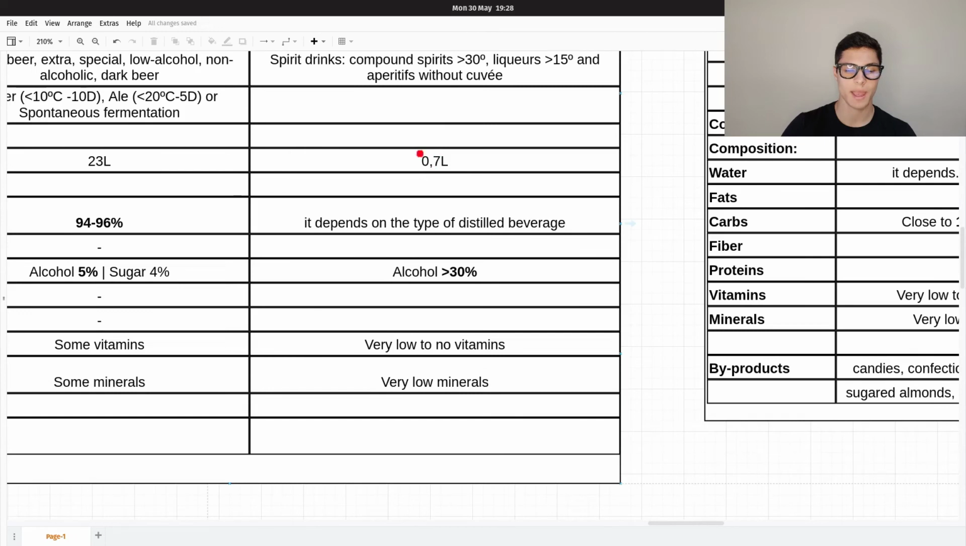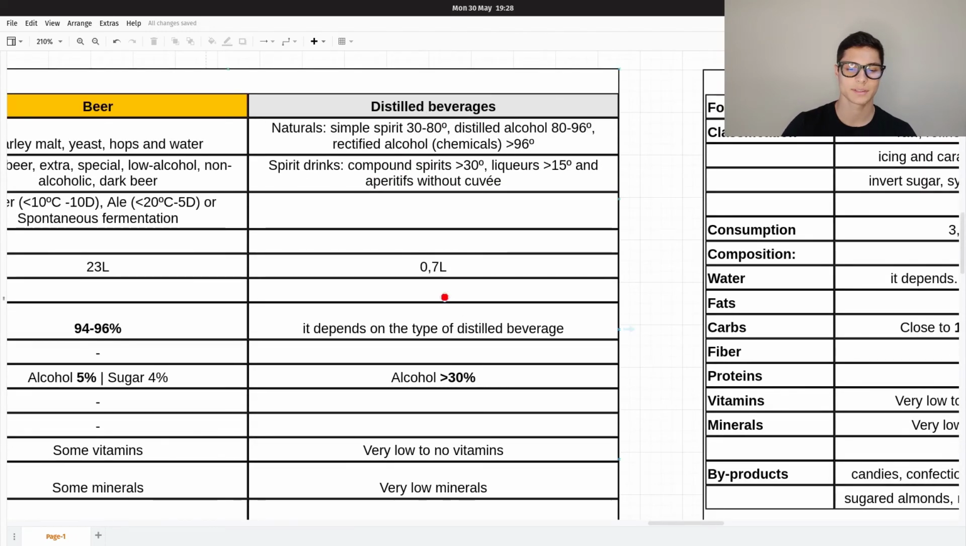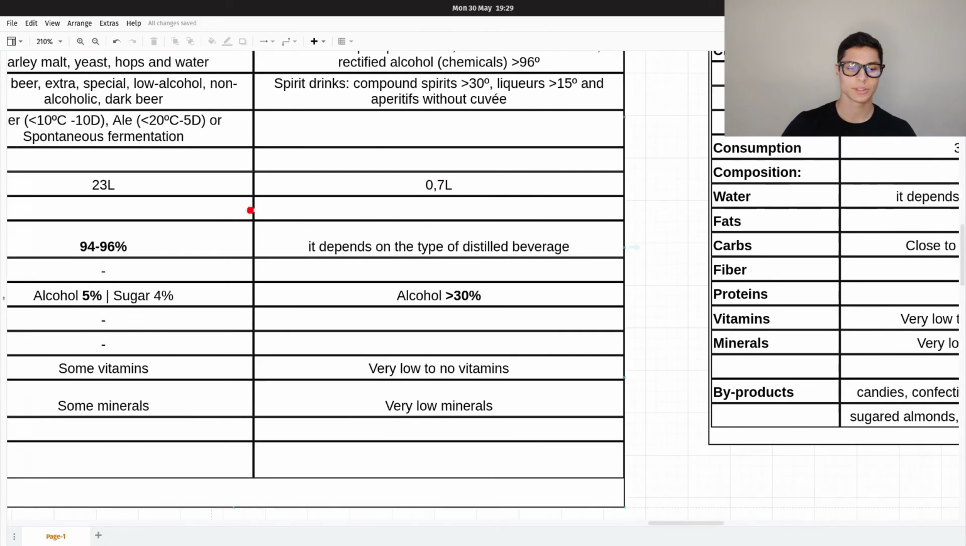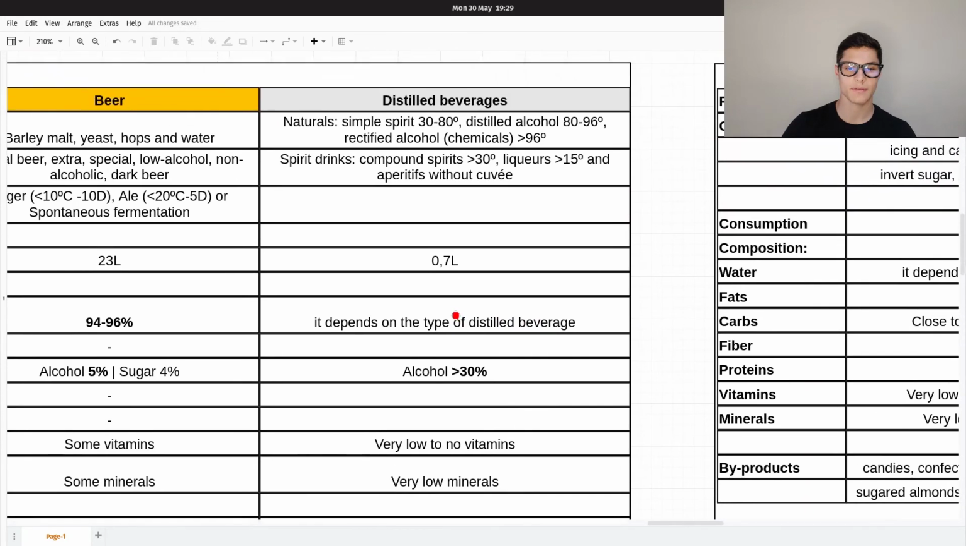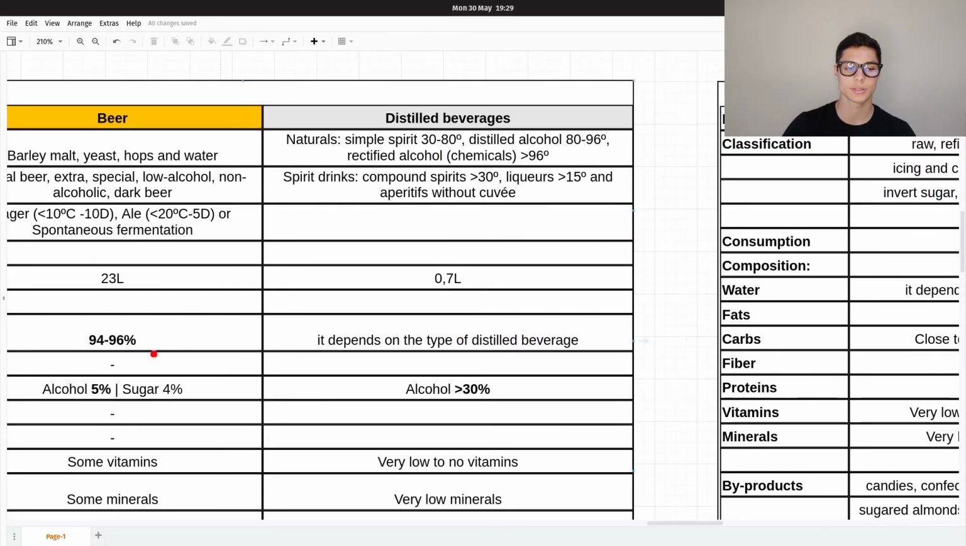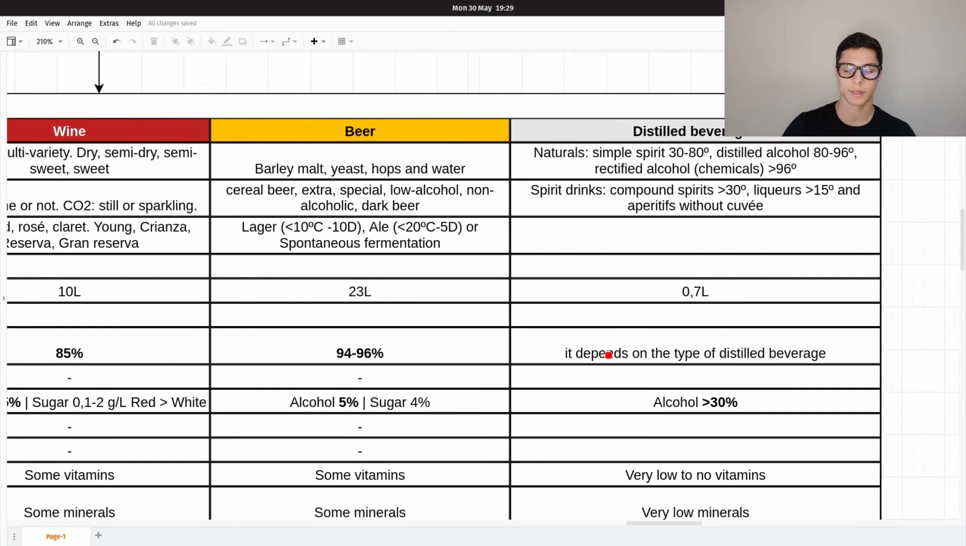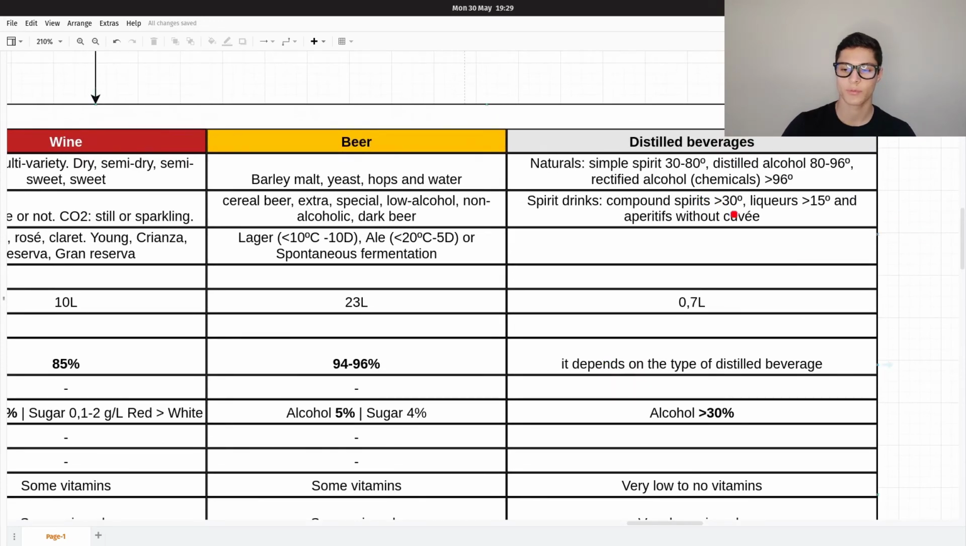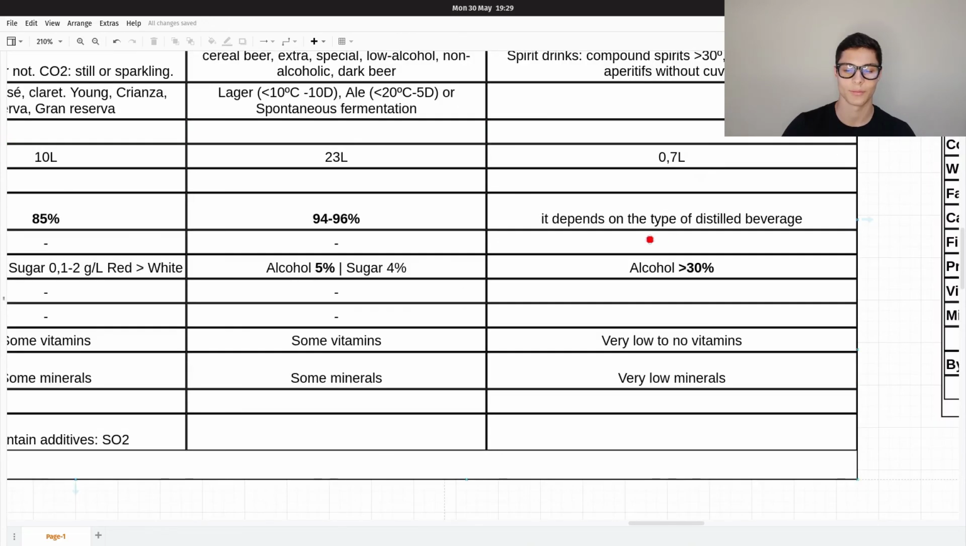The consumption in Spain of the distilled beverages is 0.7 liters, so not even a liter per person per year. Content of water, well, it depends on the type of the distilled beverage, but as having that amount of alcohol, the quantities of water are very low compared to the beer and to the wine, because if we have, for example, 40% of alcohol, we have 60% left of something else. And as I say here, alcohol tends to be more than 30%.